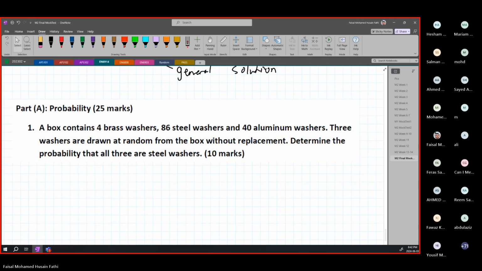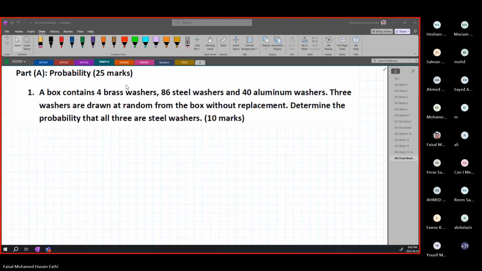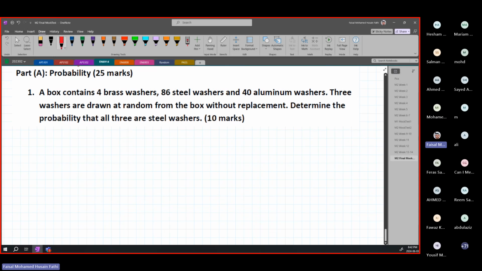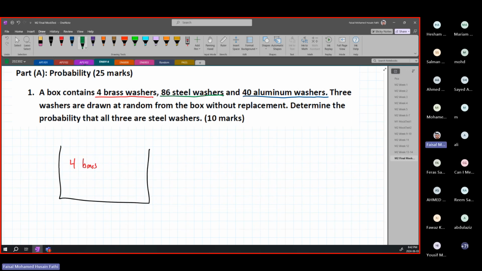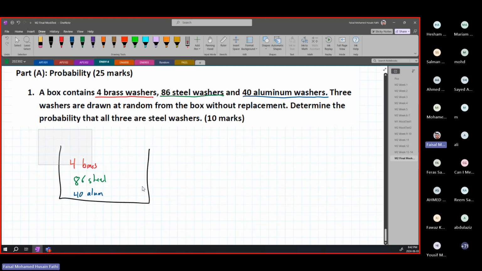So this question says, a box contains 4 brass washers, 86 steel washers, and 40 aluminum washers. Even before I do any calculation for probability, the first thing I do is I understand my box. So we have a box. We have 4 brass. We have 86 steel. And we have 40 aluminium. So how many total washers do I have in this box?